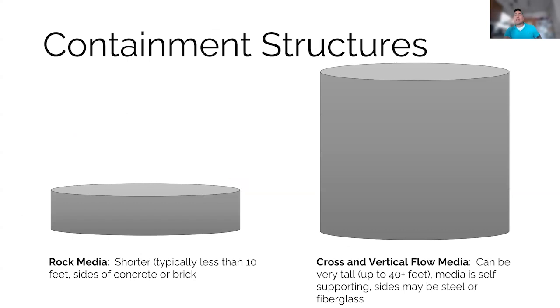So this is what the containment structures are going to be like for the trickling filter. And so like we said, the structures are going to be based on the material they're designed for. The rock media is typically going to be contained in a concrete or brick structure, which is going to be a lot shorter because that rock can be very heavy and it can break out of your containment structures. And then our cross and vertical flow media is going to be typically self-supported. So the sides of the structure don't have to be quite so strong.